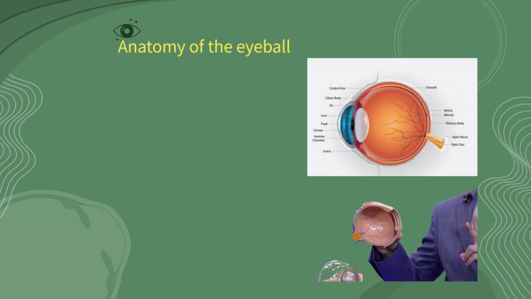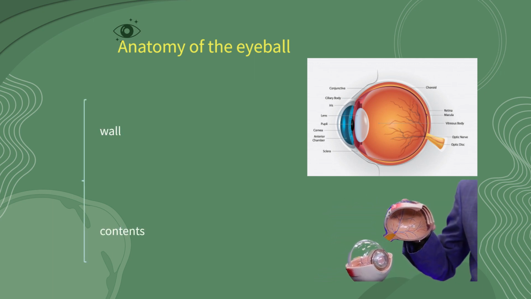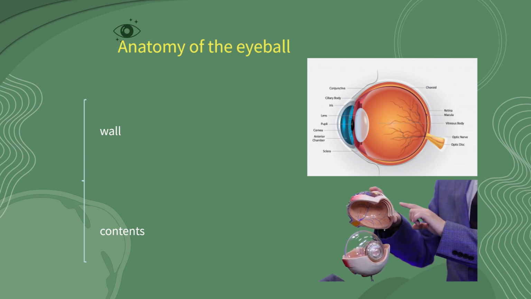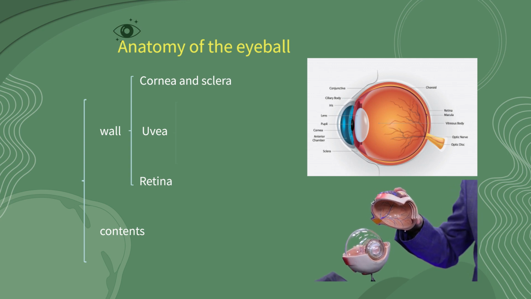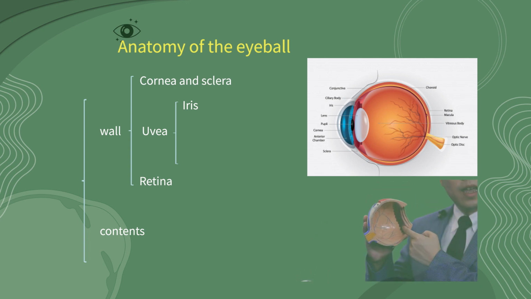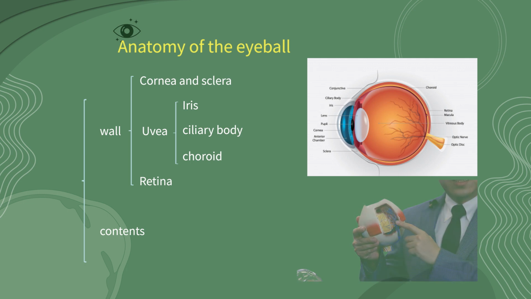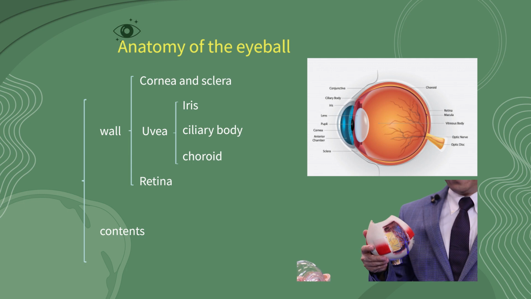The eyeball has two parts, the wall and the contents. For the wall, there are three layers. The outer layer includes the cornea and the sclera. This layer provides mechanical support for the eyeball. The middle layer is the uvea tract. From anterior to posterior, we have iris, ciliary body, and choroid. The middle layer is rich of blood vessels and pigment.